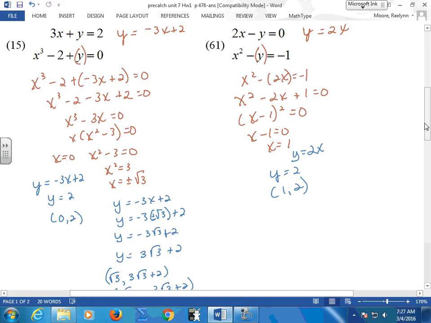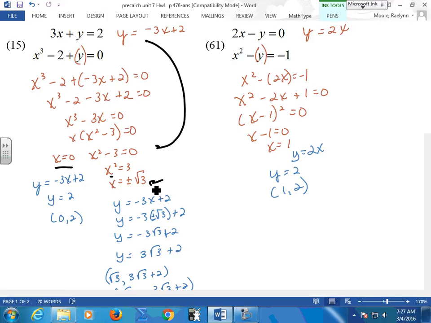And yesterday you guys were coming out with 0 and plus or minus radical 3. Just remember to take this equation and bring this back down to this one, and find your corresponding y values. And radicals, just leave them as radicals.